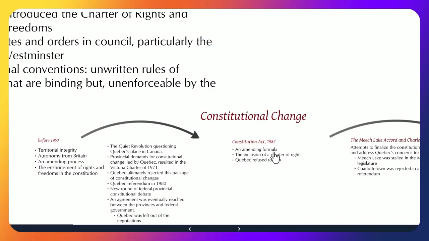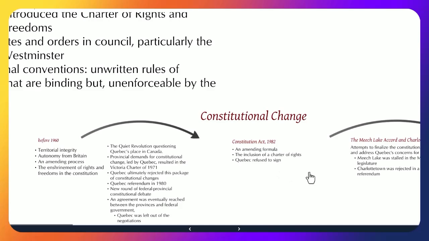So when the Queen signed that Constitution Act, Canada had a formula for amending the Canadian Constitution that did not require British assent or the assent of the government of the United Kingdom. It also included that Charter of Rights and Freedoms, but notably, Quebec refused to sign this. Since the other provinces accepted the Constitution, it came into effect as the Canadian Constitution, but because Quebec had refused to sign, those issues that the provincial government of Quebec had raised in the previous decades remained outstanding and unresolved.